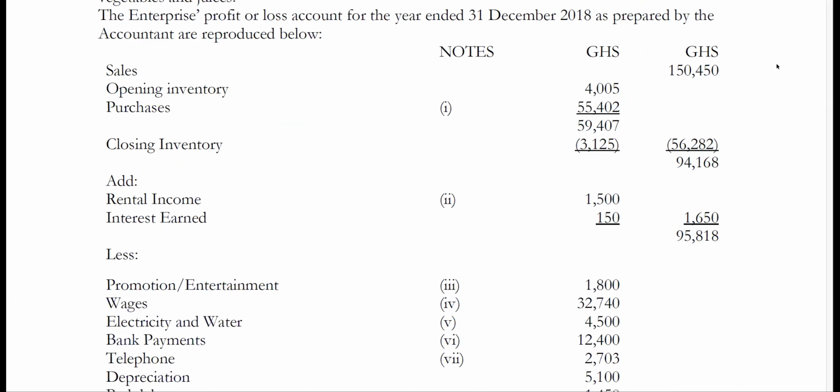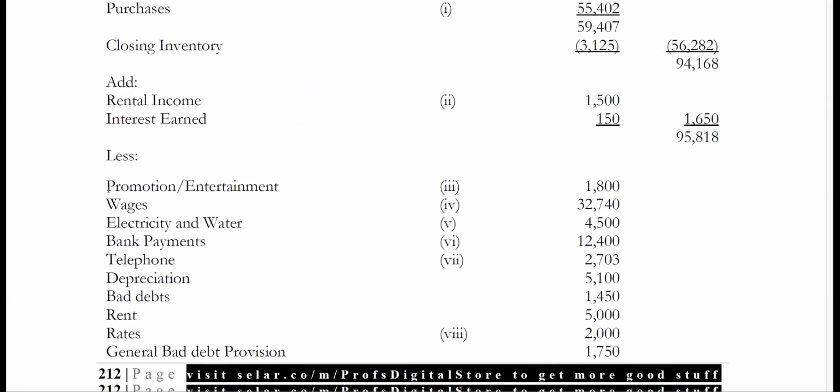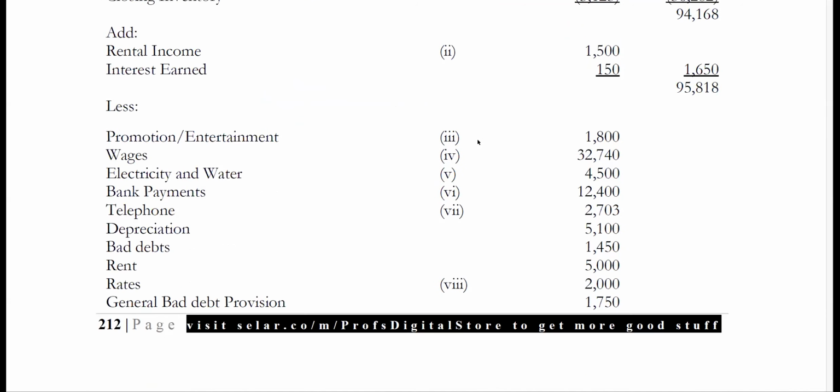So you see, we have Mamavi. Mamavi is an individual. She has her sales, opening inventory, purchases, and closing inventory. Then she made some rent income. She earned some interest. Then she had promotion or entertainment. Do we allow or disallow, based on what we just learned? We should disallow, but we don't know the details of what the promotion or entertainment was.